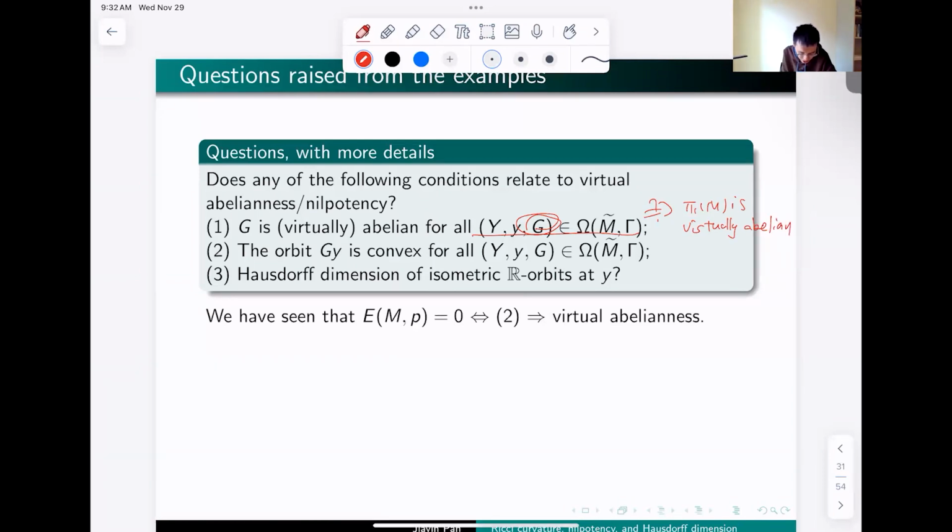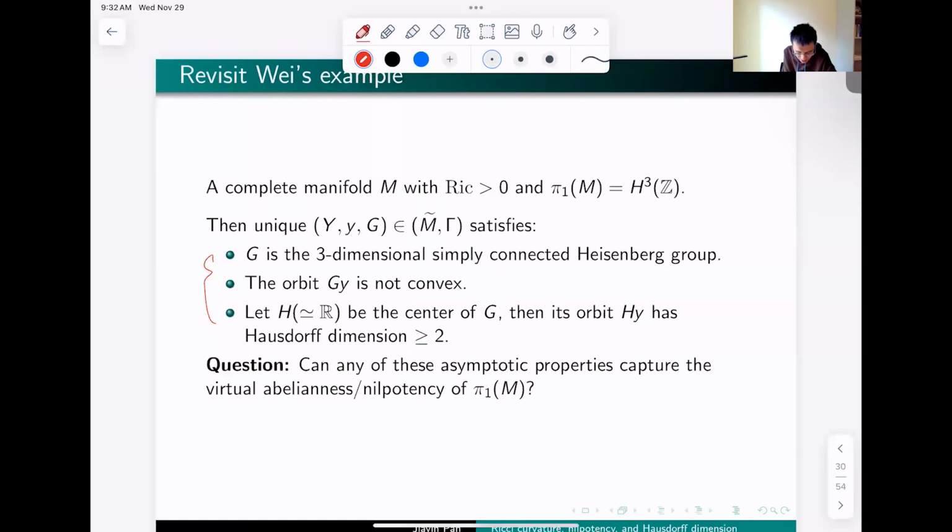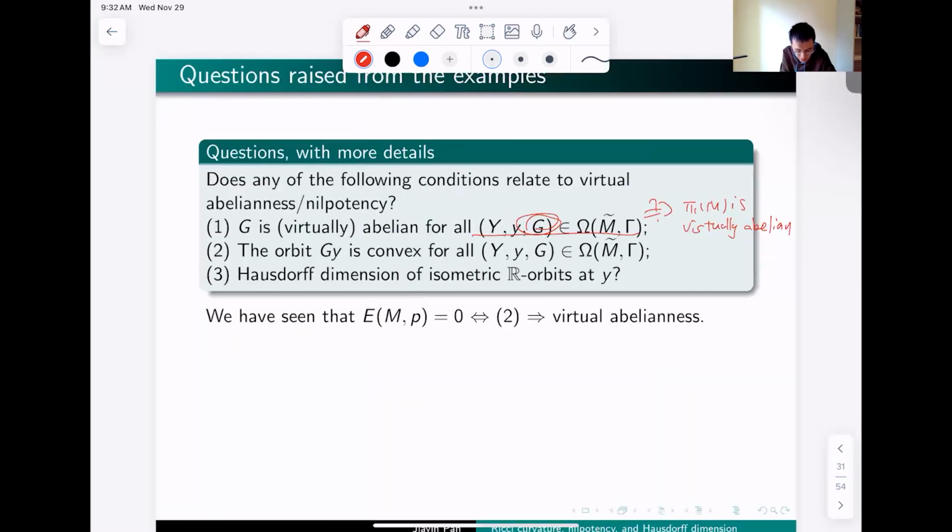So this corresponds to the first property here. In Wei's example, you always have the three-dimensional simply connected Heisenberg group if you start with a torsion-free nilpotent group. Now, if you assume they're abelian, does that tell you the fundamental group should be abelian as well? Now, the second thing is, if we assume all the orbits are convex, because in Guofang's example, if you blow it down, they're non-convex. If you assume they're all convex, does this imply the fundamental group is virtually abelian?